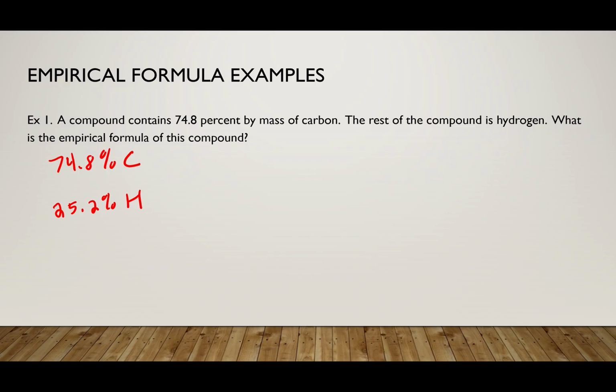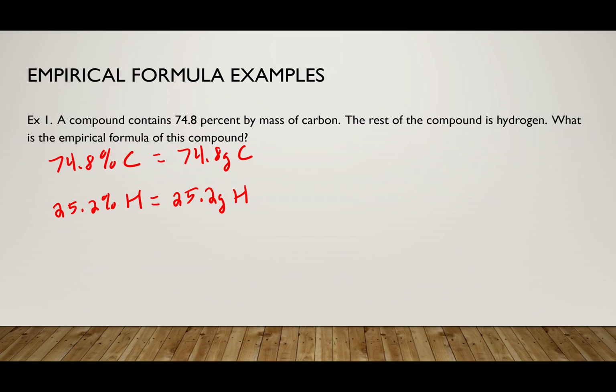So by assuming we have 100 grams, if 74.8% of that is carbon, then that is the same as having 74.8 grams of carbon. The same thing applies to hydrogen: if 25.2% of my 100 gram sample is hydrogen, then I have 25.2 grams of hydrogen in the sample.